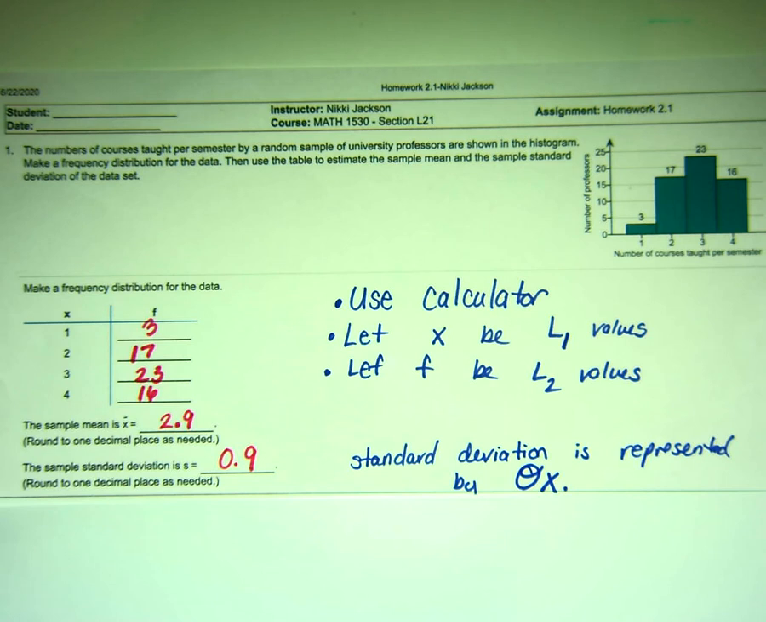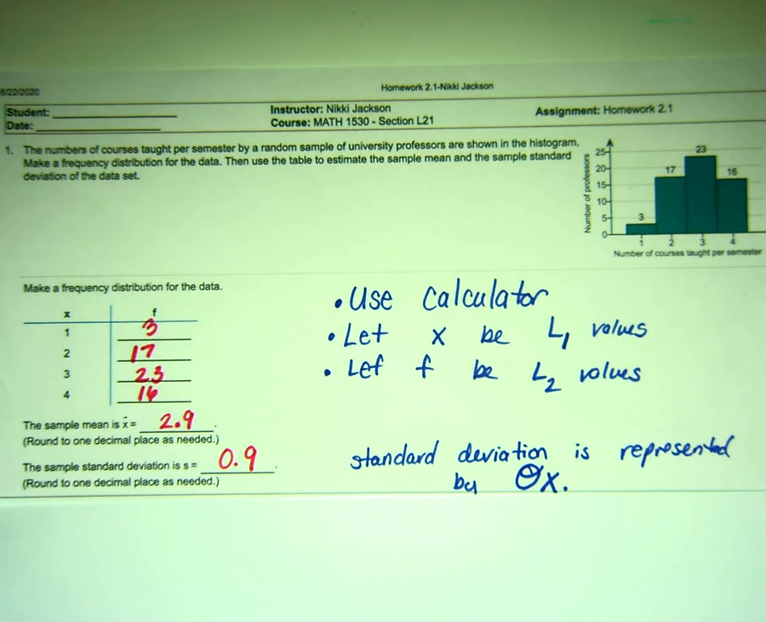What this video covers is particular examples taken from Math 1530 Introductory Statistics, Homework 2.1. As you can see right now, there's a particular problem. You may have to pause the video periodically so you can follow along. Also, make sure that you have a TI-83 or TI-84 calculator available.